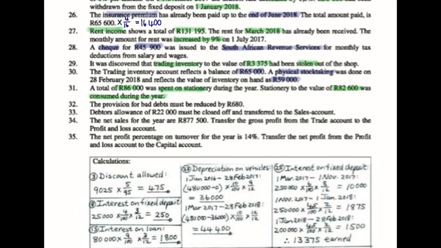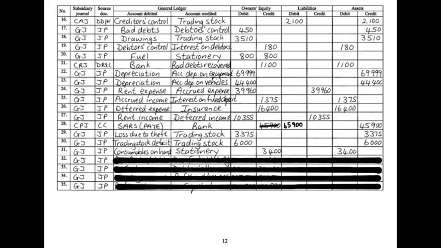Number 32, provision for bad debts must be reduced by 680. So if I reduce a negative asset, it's a good thing because I'm reducing something bad in my books. So therefore reducing means that I'm creating an income. So provision for bad debts will be reduced and that causes my assets to increase with 680. Then provision for bad debts adjustment is the credit account, which is an owner's equity, and an owner's equity that gets credited means my owner's equity is increasing with 680 Rand.